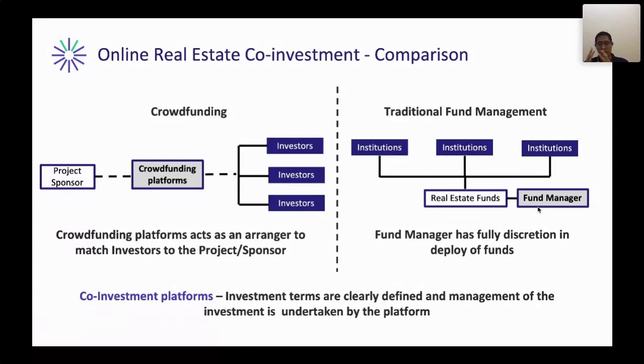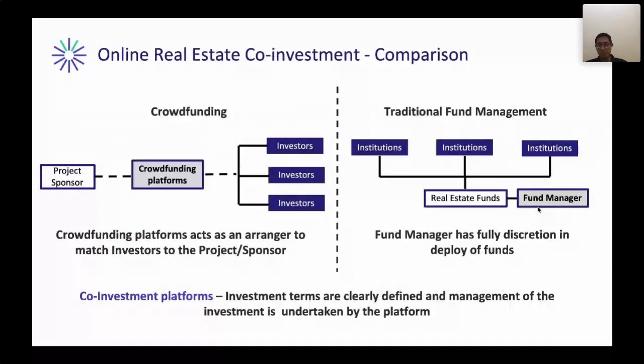Well, let me try to highlight some of the differences. First, crowdfunding is used quite loosely and for a wide range of projects, from charitable causes, raising funds for an event, and also for investments. But typically for crowdfunding investment platforms, the platform usually plays the role of an organizer, an arranger, right? They connect people with the funds to the project. So they act like an agent, and they match investors to the project sponsors, right?